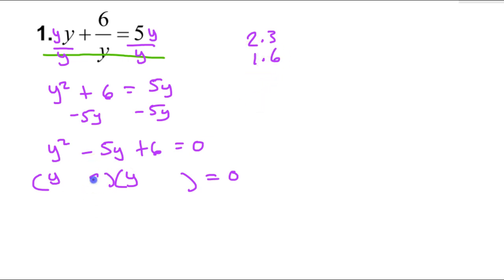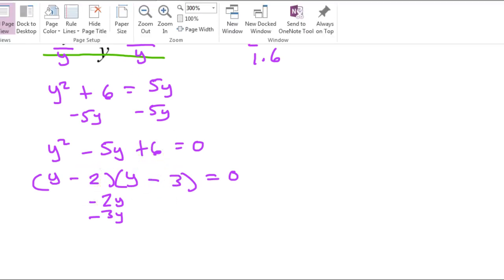Alright, if I pick 2 times 3, I think to myself inner plus outer must equal middle, so that's 2y inner and 3y outer. In order to make negative 5, both of these would have to be negative. So that makes both of these negative. But then I have to check one more thing. I need to get a positive 6. Negative 2 times negative 3 is positive 6. So this is the correct choice.